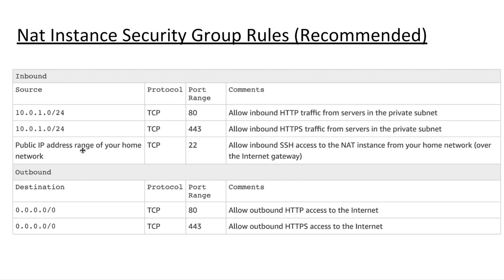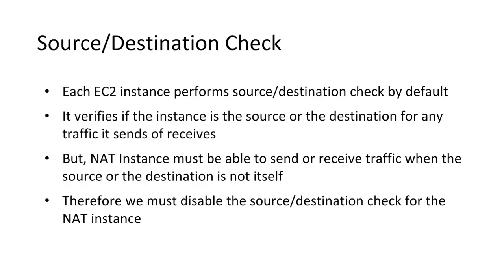Well, when it comes to outbound, we are allowing all the traffic that is outbound to the internet or any other IP addresses on port 80 and port 443. So our NAT instance can send traffic out to the internet without any barriers. Alright, now in NAT instance there's one particular thing that you must remember.